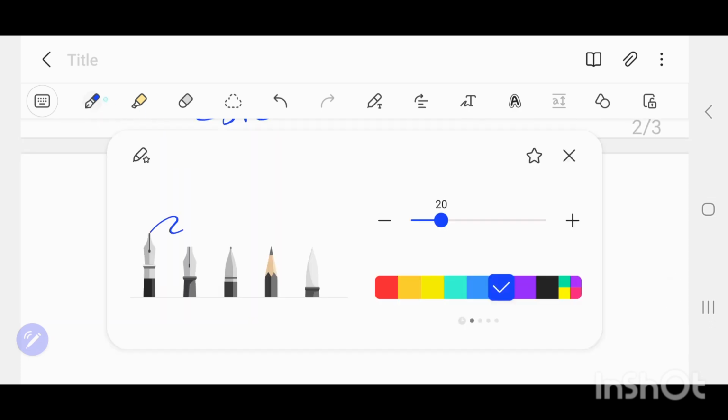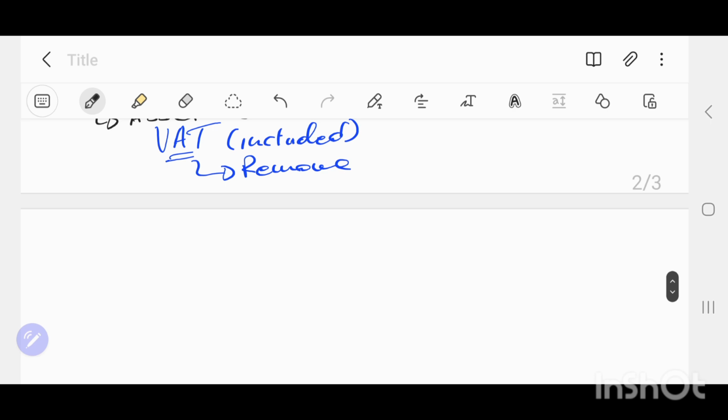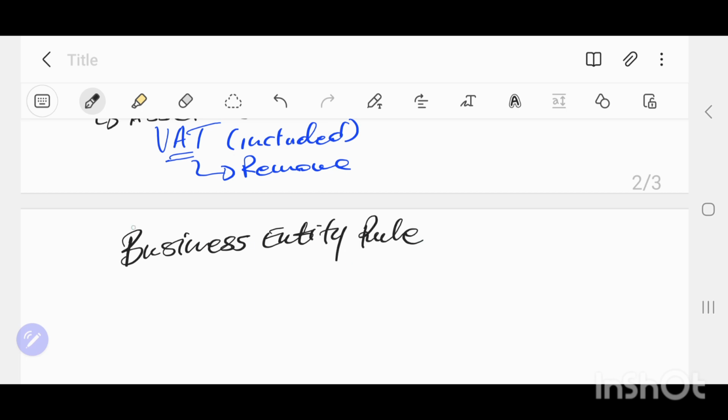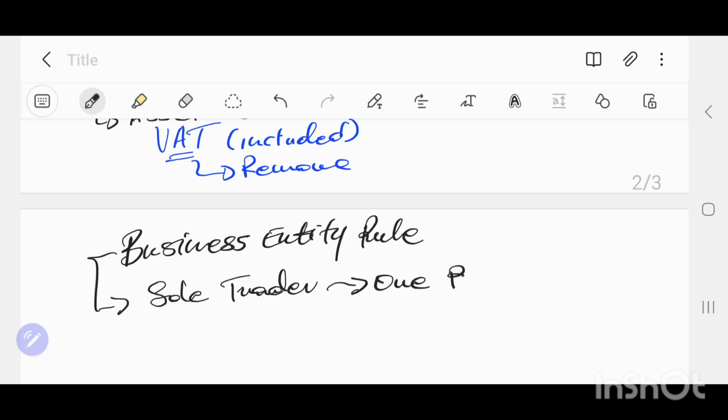And then the last concept that we are going to speak about is the business entity rule. First semester, you are dealing with a sole trader. What is a sole trader? We spoke about it last week. A sole trader is a business that is owned and controlled by one person. So only one person is responsible for this business. It's owned by one person.